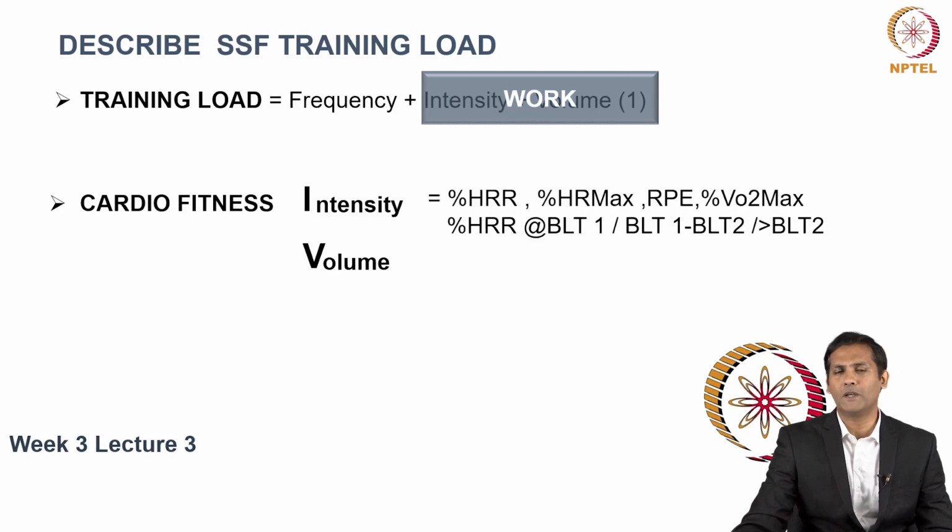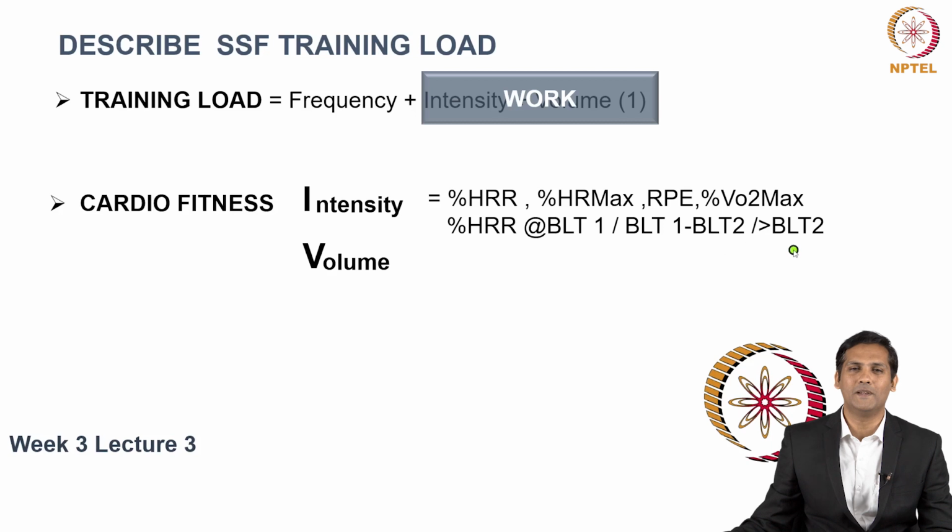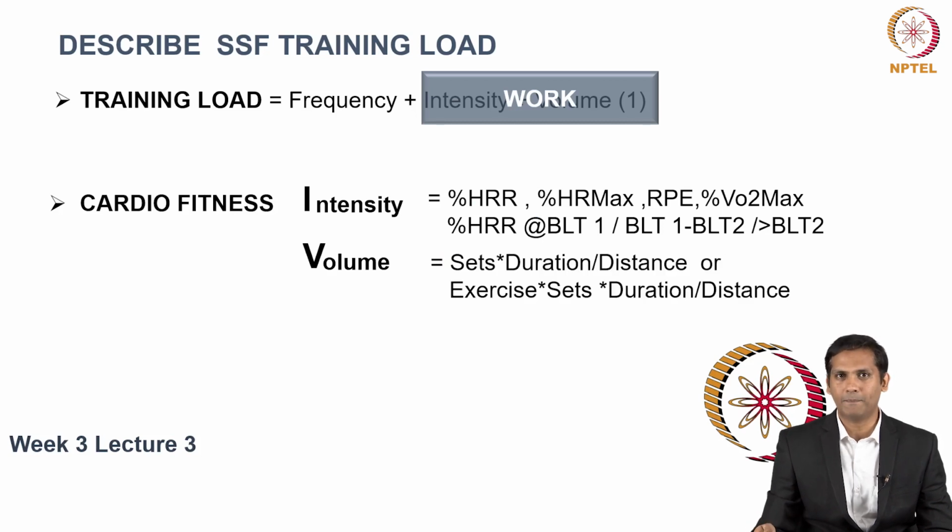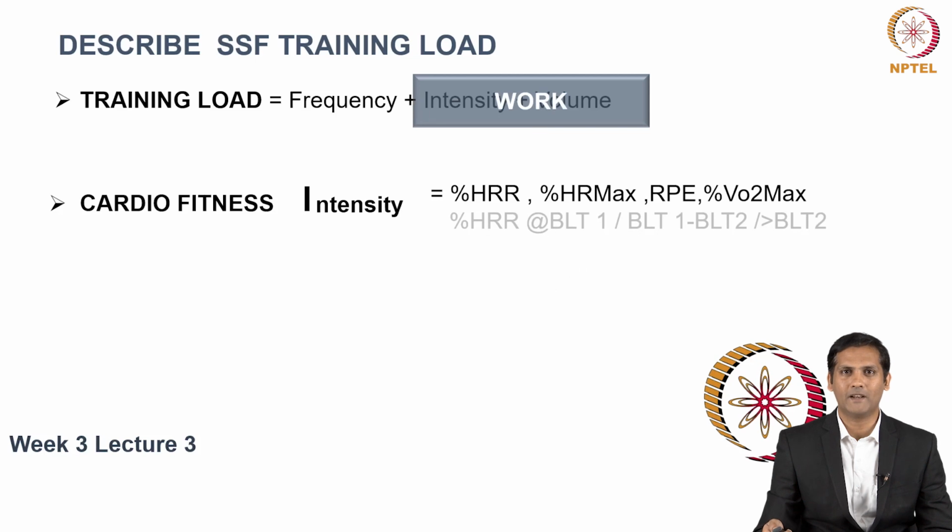Here there is an overlap in using intensity with respect to health specific fitness variables, with the difference of additionally describing the person's HRR at BLT1, BLT1 and BLT2, or greater than BLT2. So we will explore what BLT1 is in the upcoming slides. Volume will also overlap in describing cardio fitness to improve health specific fitness variables. Let's begin by describing cardio intensity to improve sport specific fitness variables.